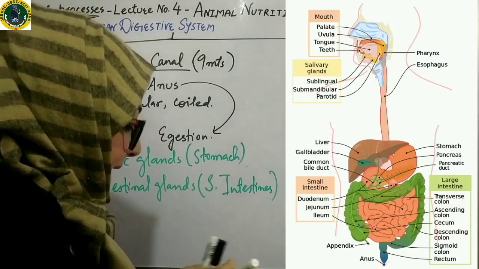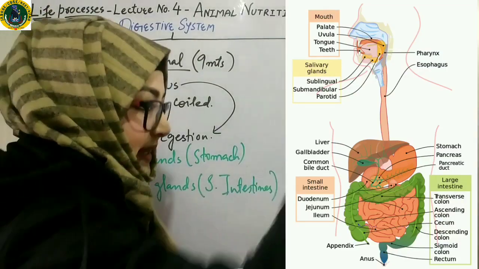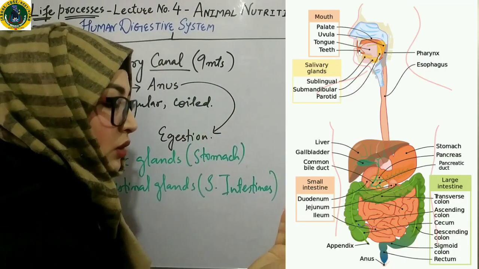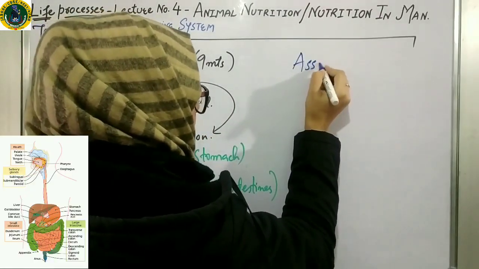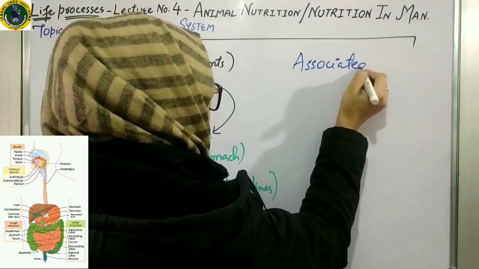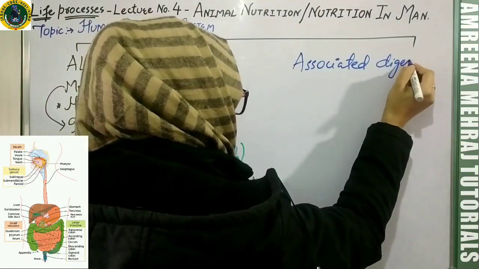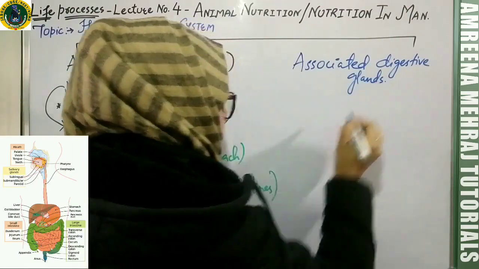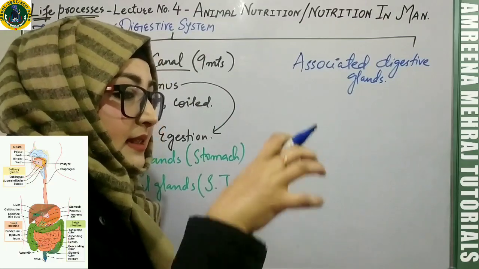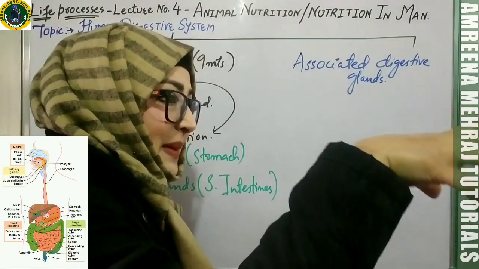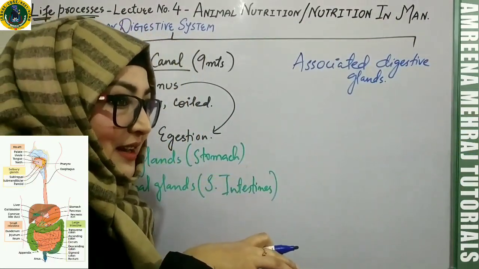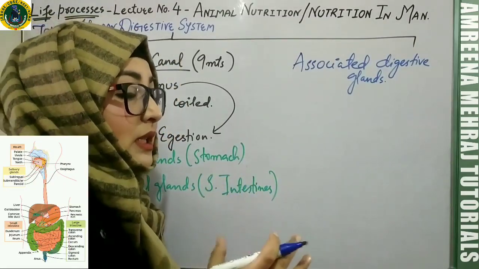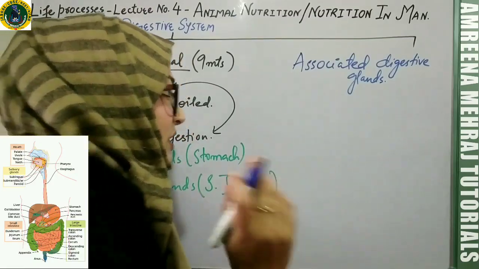But there are certain glands located at different places whose secretion comes to the alimentary canal. What should we call those glands? Definitely we have to call them associated digestive glands, or you can call them accessory glands, because they are located at a different place, but their secretion has to come to the alimentary canal. So they are somewhat associated with the alimentary canal. That's why we call them associated glands. Now, which are these glands?